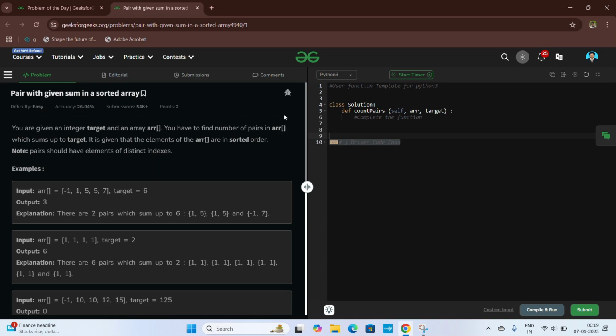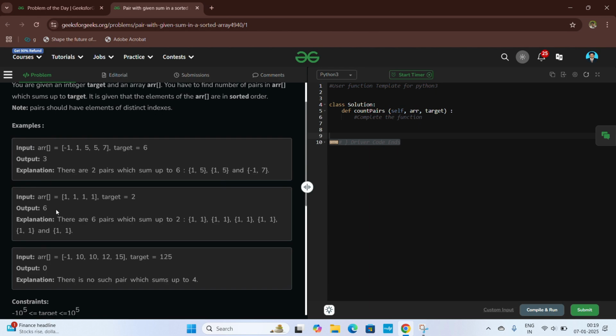Hello guys, today we will look at today's GeeksforGeeks problem. It is given a sorted array and an integer target, and you have to count the pairs in the array which sum to the target. It is given that the elements of the array are in sorted order.